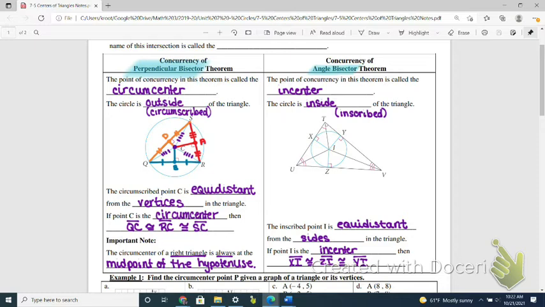So if I go back up and look at my picture, this line right here is the angle bisector for angle T. So it cuts angle T in half. The line UI is the angle bisector for angle U. And IV is the angle bisector for angle V.